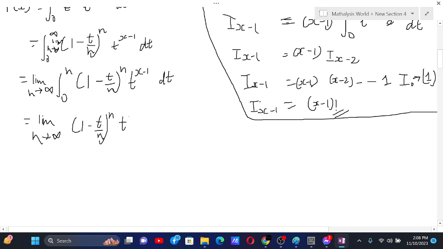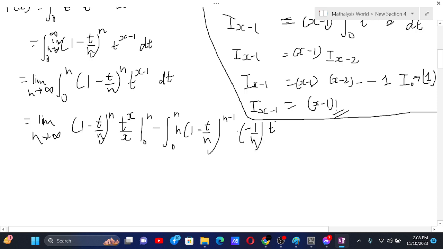The integral will be t to the power x by x from 0 to n, minus the integral from 0 to n of n times 1 minus t by n to the power n minus 1 times 1 minus 1 by n, and its integral will be t to the power x by x dt. So this is gamma of x.